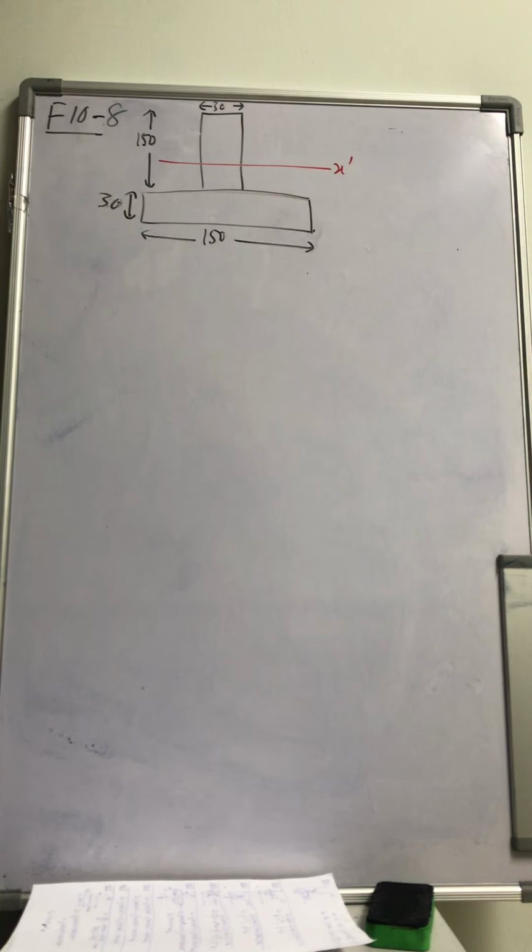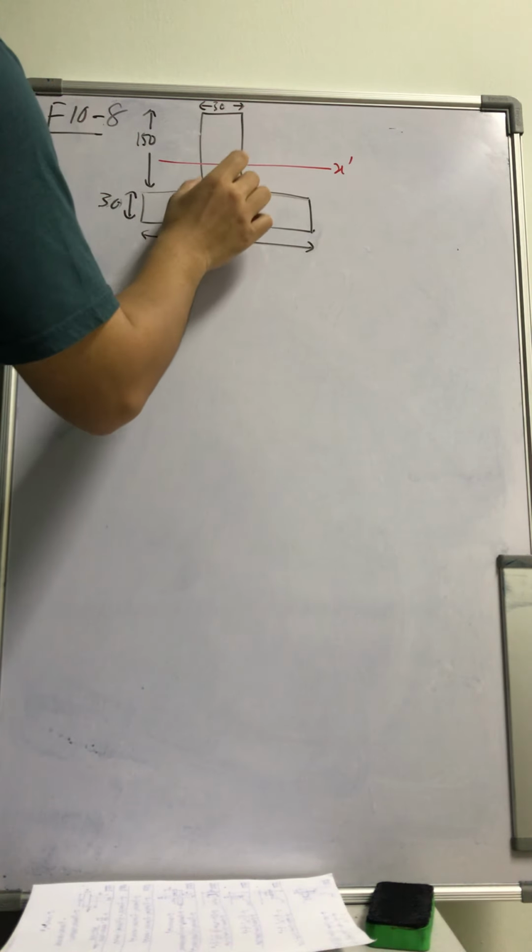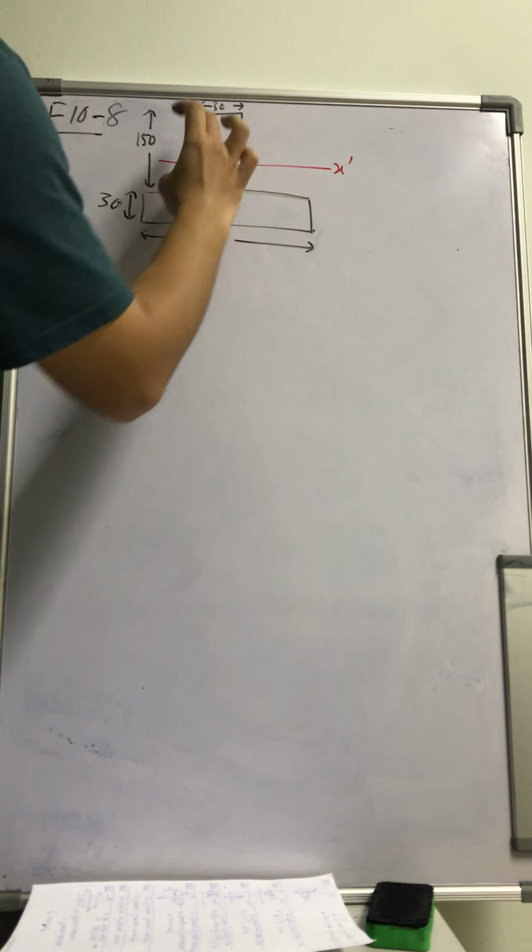Okay, now we go to fundamental problem 10.8. In this case, you have this kind of shape, a cross-section shape. Of course, it's a beam, and this is the cross-section. You have this length, the base is 150, this height is 30. And then you have this one which is 30, the base, and the height is 150.